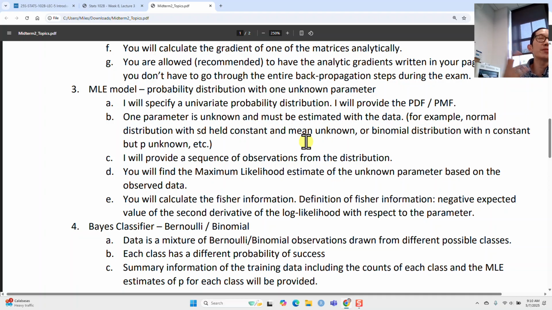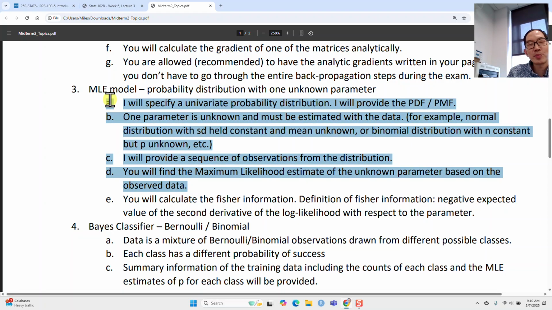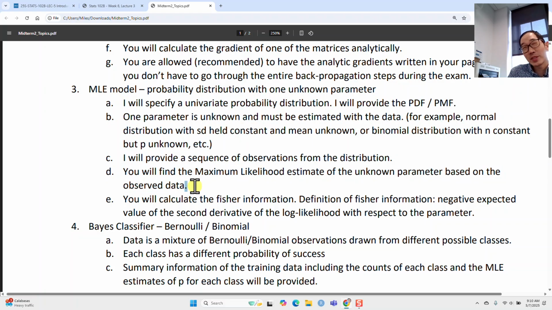So you have different kinds of probability distributions with one unknown parameter. And I will say, here are some random observations drawn from that distribution. And based on that, you'll have to figure out your maximum likelihood estimate of the unknown parameter based on the observed data, okay? This probably echoes stuff you had to do in 100B, okay? That came last quarter, right? 100B, or at least earlier.